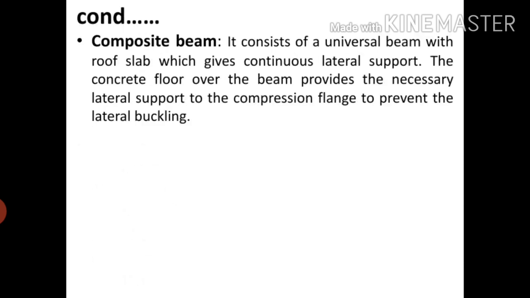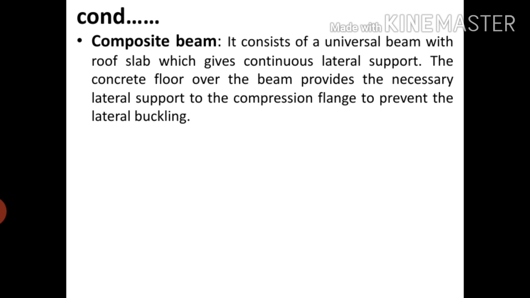The next comes composite beams. So this is also another type of beam. The first type we used was universal beams, that is the rolled beams. Second is the compound beam, the built-up beam. Then third is the composite beam. It consists of a universal beam with a roof slab which gives continuous lateral support. The concrete floor over the beam provides the necessary lateral support to the compression flange to prevent lateral buckling. About lateral buckling, in the next part of this lecture I will be explaining exactly what lateral buckling is.